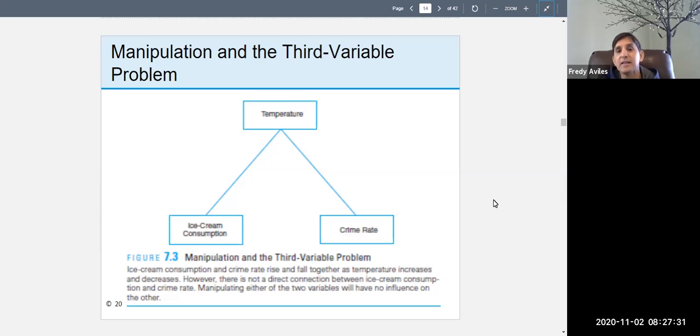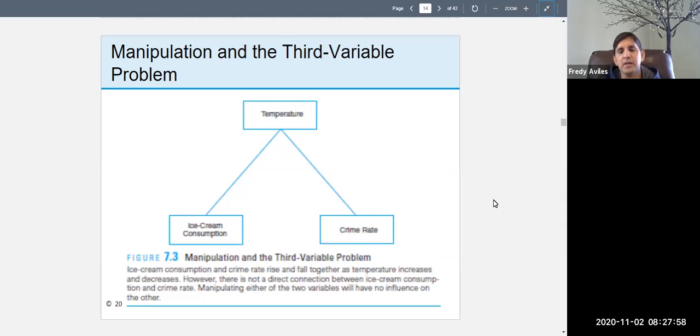They are both related to temperature. Ice cream consumption and crime rate do not have a direct relationship. Okay, they are related by temperature. So you can show that yes, there's a relationship between ice cream consumption and crime rate, but they're both related to a third variable. So there are things like that you may notice.